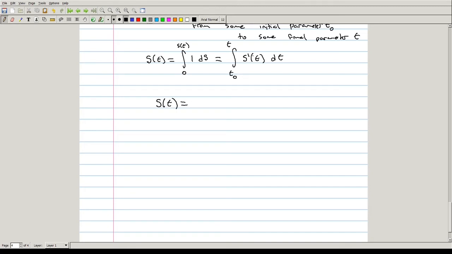But remember, this is the rate of change of arc length with respect to the parameter value t. It's exactly the same thing as the integral of the magnitude of dr dt, or the same thing as the integral from t naught to t of the magnitude of the velocity vector as a function of t. Remember, this is a function of t.